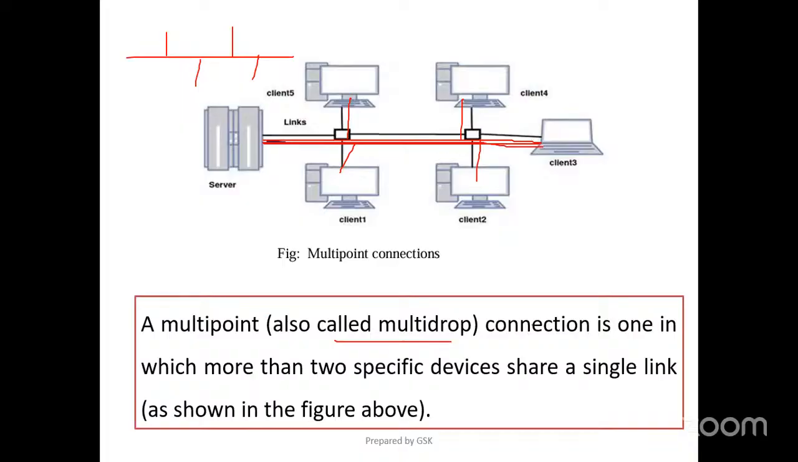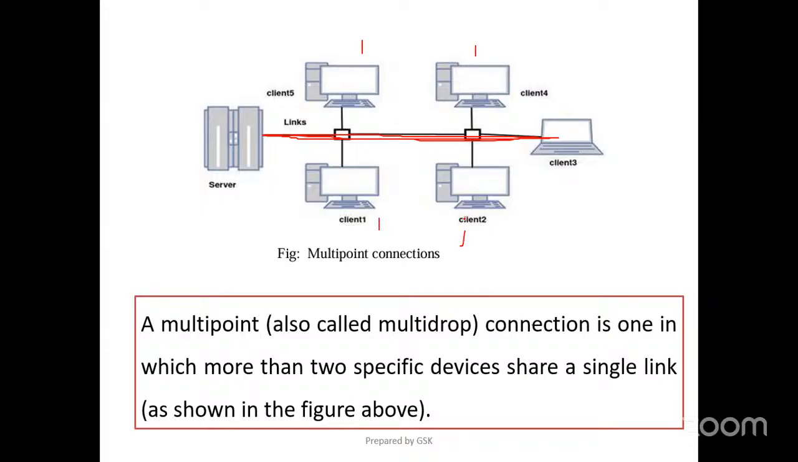And here the important point is, the capacity of this link is shared among n number of devices, where n indicates how many devices are connected to this particular link. For example, here four more systems are connected to this link. So the capacity of this link is shared among all the devices connected to it.